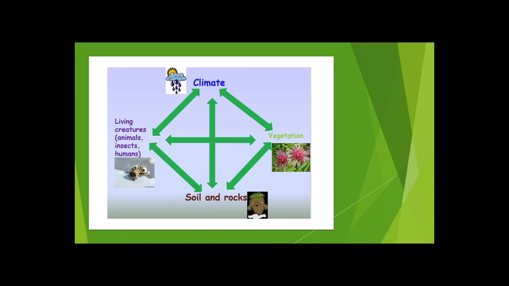So what I would like you to do in your book, could you please copy down this diagram of vegetation, soil and rocks, living creatures, climate. Every single one of them is linked. When you return to school, we'll be chatting about it in more detail as we get further on. So please try and work out how is climate related to soil and rocks, vegetations and animals, and the other arrows that are in this image. So if you could pause the video and copy that down, that'd be great, and unpause when you're ready to start again.